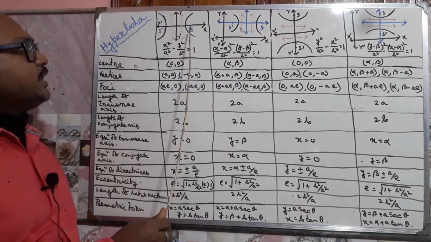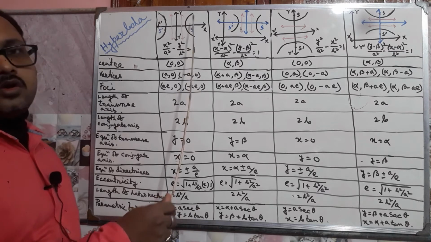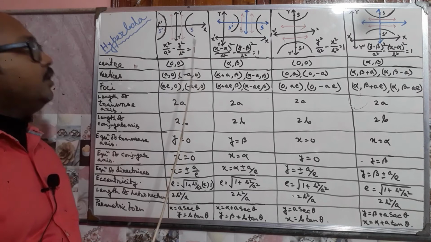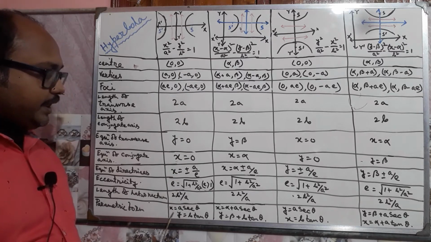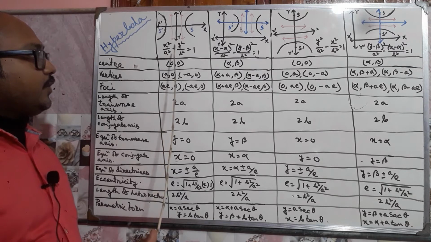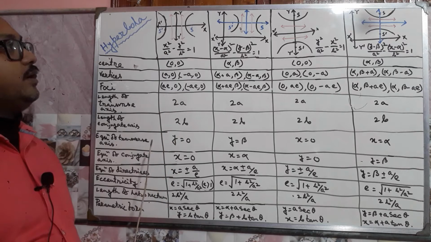Length of the latus rectum, that is the perpendicular drawn through the foci, that is 2b square by a, and parametric form x is equal to a sec theta and y equal to b tan theta.